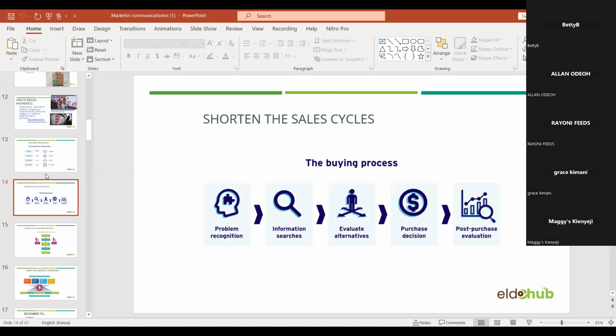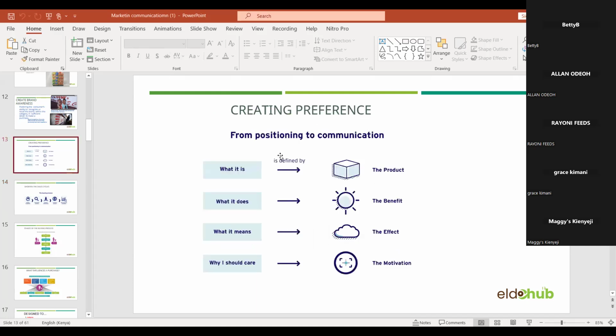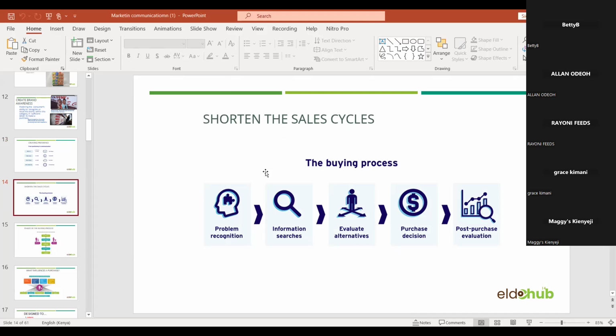Maybe we can look into the sales cycle. So this is basically talking about the buying process, from when a customer hears about your product all the way to now purchasing the product. Because we have a few stages in between for them to be able to reach that part where they say, let me try this.